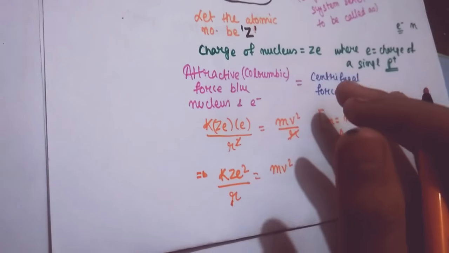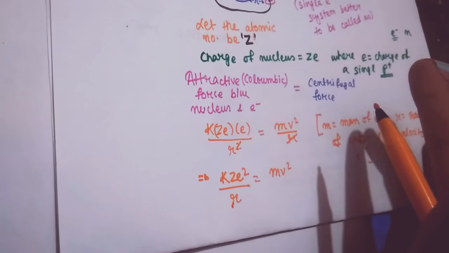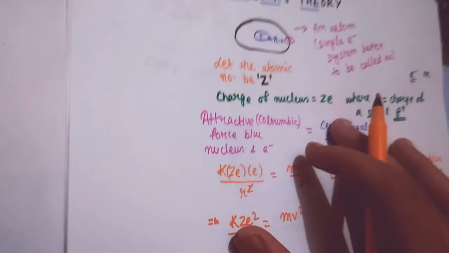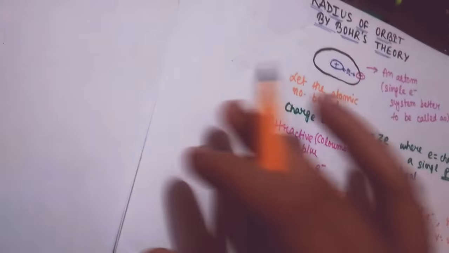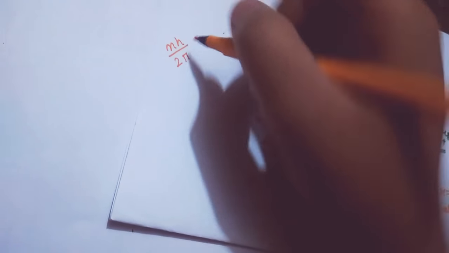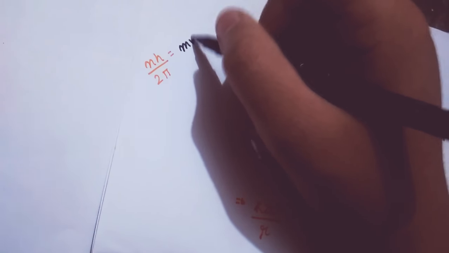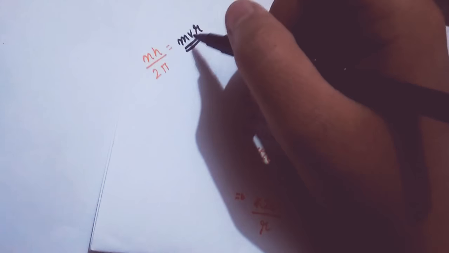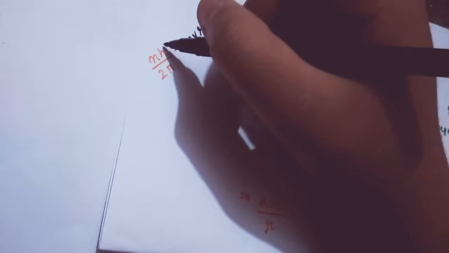Now if you have studied atomic structure, then you'll know that Bohr, in his theory, did not actually derive a theory, but he just gave a hypothesis, which was later proved by other scientists. So what Bohr said is that nh divided by 2 pi is equal to mvr, where mvr is the angular momentum, n is the principal quantum number, h is the Planck's constant, and 2 and pi you all know.